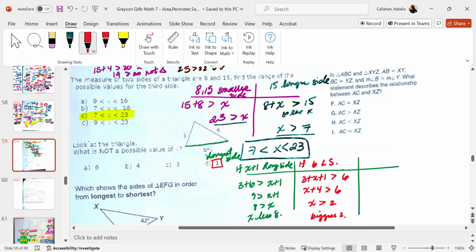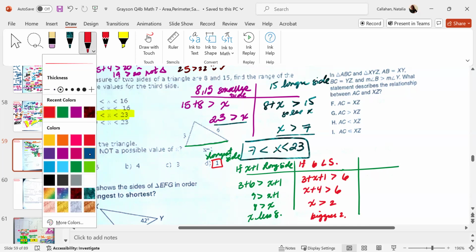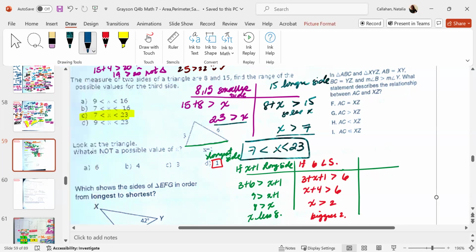6, 4, and 3 are all possible answers, but 1 is not. We don't need to check if 3 is the longest side because 3 is smaller than 6, so there's no way 3 is the longest side. So that's not even a possibility. As it stands right now, x has to be bigger than 2, which means 1 is not a possibility. Does that make sense? Did you do this one yet? Go ahead and do it yourself and give it a try.